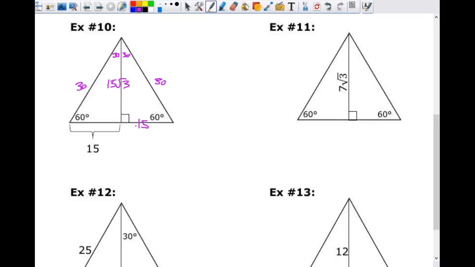This one, we're given our medium side. If our medium side is 7 square root 3, what does our small side have to be? 7. And then our hypotenuse has to be 14, and this is 7.